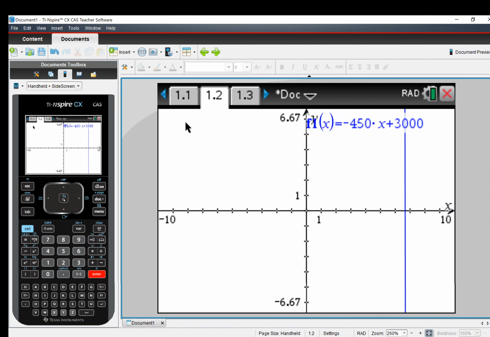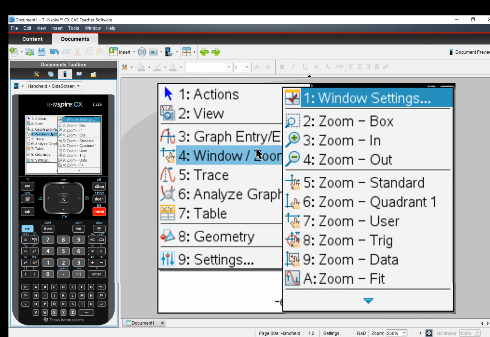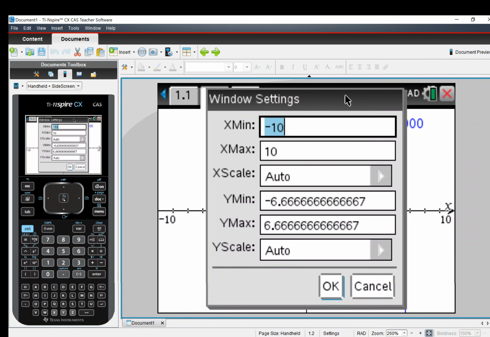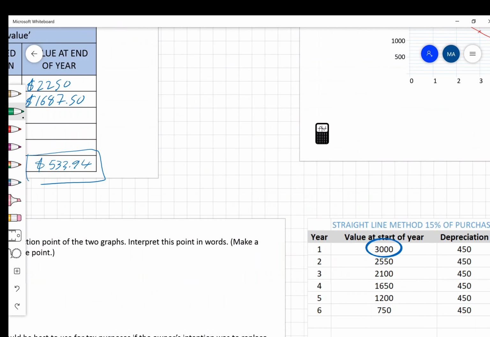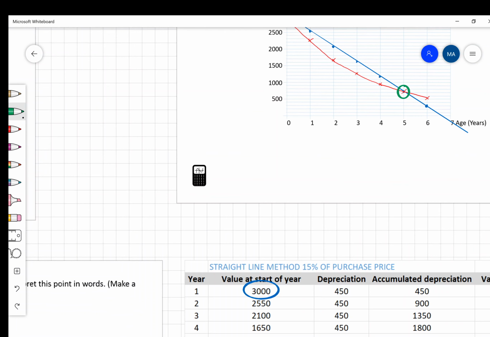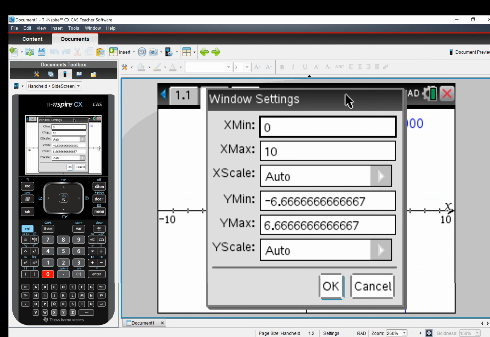We really can't see much at the moment, but if we go to menu and then window zoom, so menu 4, and then we'll go 1, window settings. So tap on this one, and here we can set our x and y axes. So we're just going to do them so that they're like our graph that we did on paper. So the x-axis is the years. That goes from 0 up to 7. So let's put that here, x min from 0 to the maximum 7.